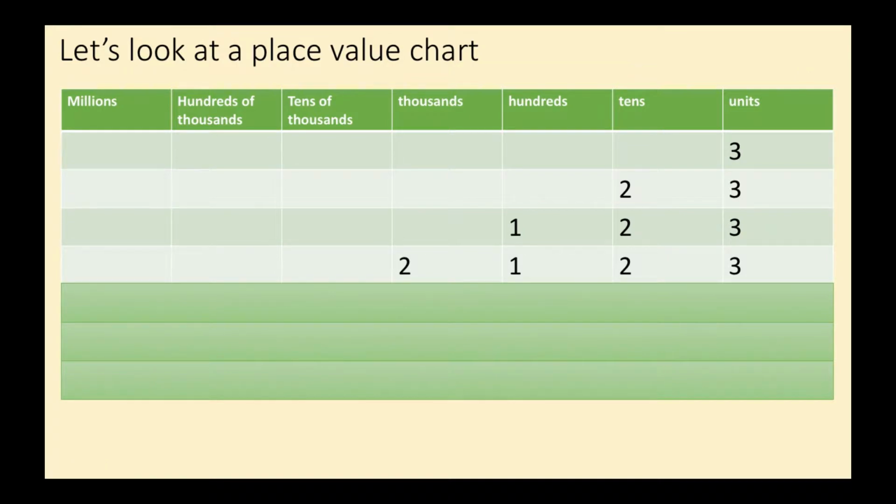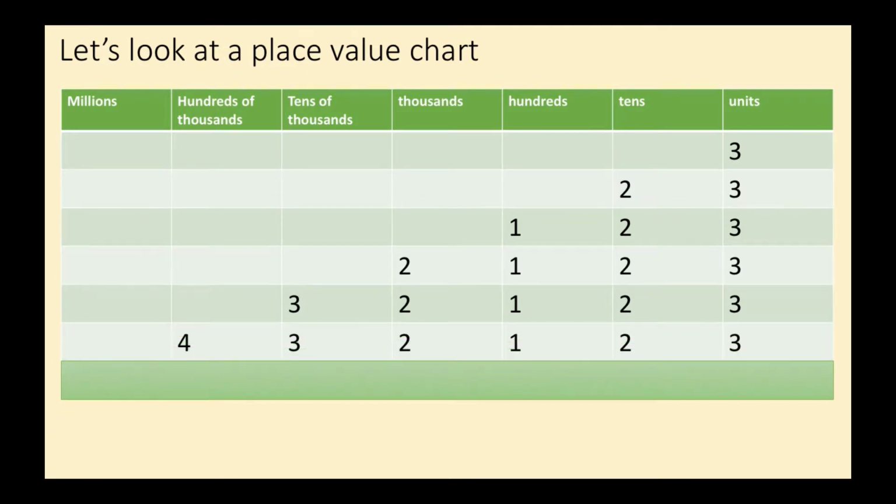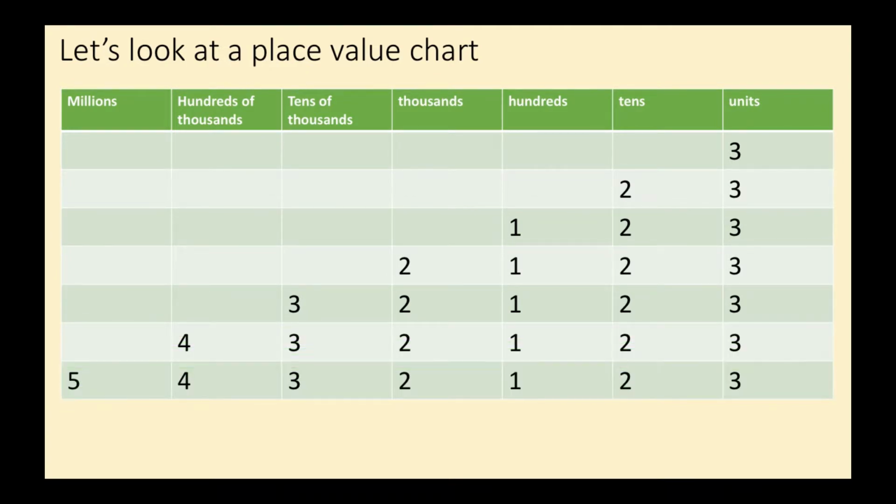So 2,123, 32,123, 432,123, and finally 5,432,123. Now, when we have numbers just written like this, it can be really difficult to say them. If there's just a bunch of numbers in front of you, it's hard to know how to say that number. Let's say it was £5 million, so 5,432,123 pounds.